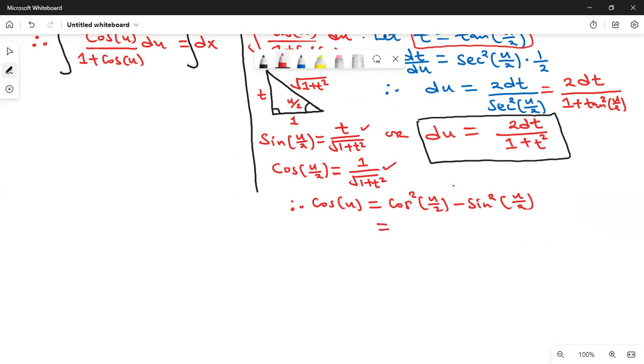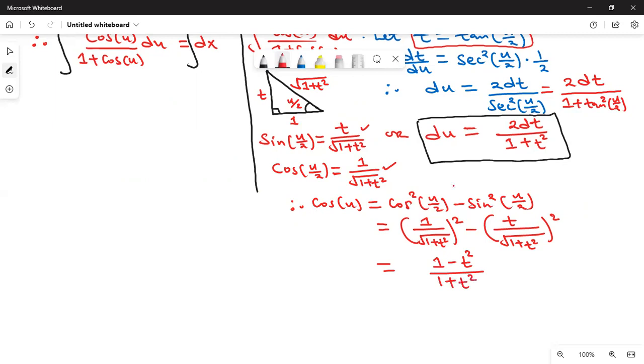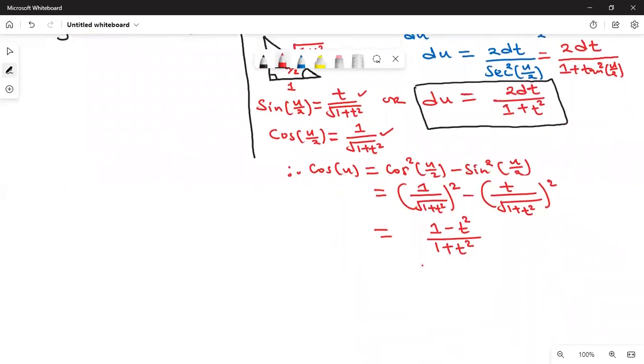So let's square the cosine of u over 2. This is the same as writing 1 over root 1 plus t squared, the whole of this squared, then minus t over root 1 plus t squared, the whole of this squared. And so when you simplify, you'll get 1 minus t squared over 1 plus t squared. That is cos u.